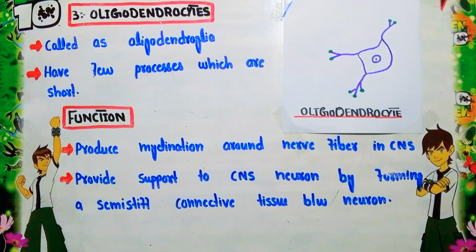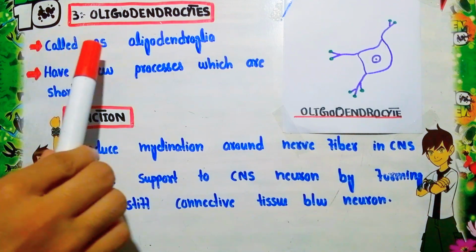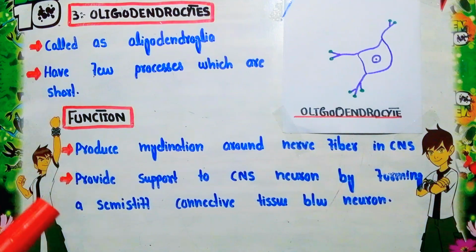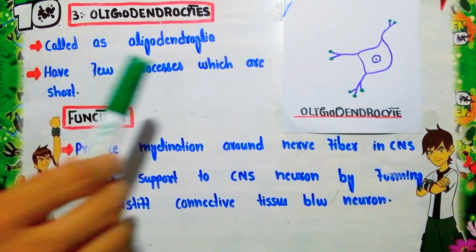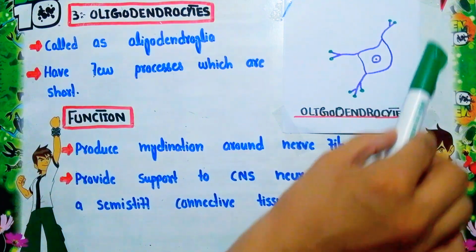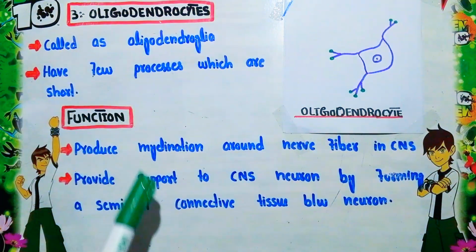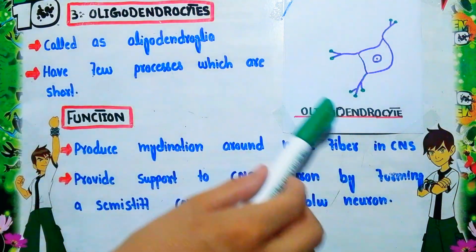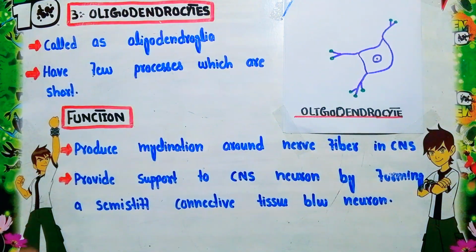Another term used for the oligodendrocyte is oligodendroglia. Now you can see here the structure of the oligodendrocyte cell. It possesses a few processes, and these processes are short in length. So this is the overall structure of the oligodendrocyte cells.